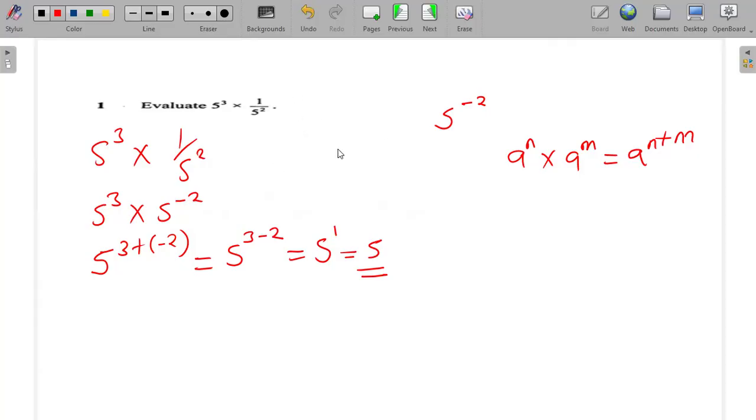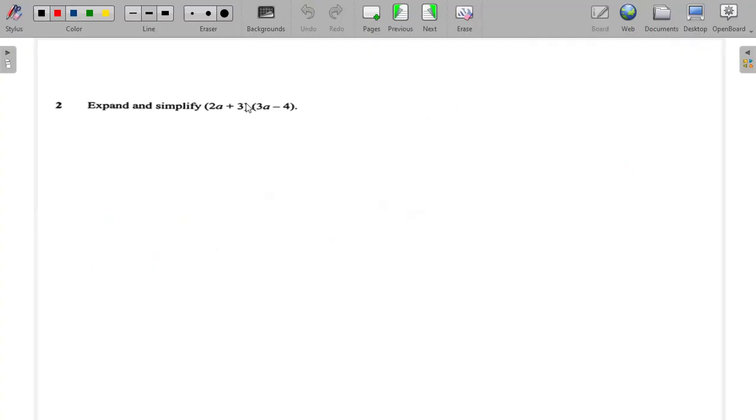So we go to the next one. We can see it says expand and simplify 2a plus 3 multiplied by 3a minus 4. So we are expanding and simplifying. Whenever you are expanding in math, most of the time you're going to be multiplying numbers, isn't it? So what they are telling us here is that we multiply, then we simplify the expression that we get.